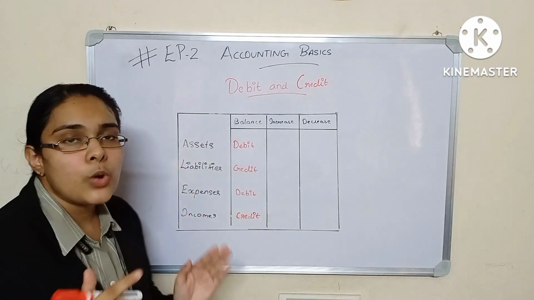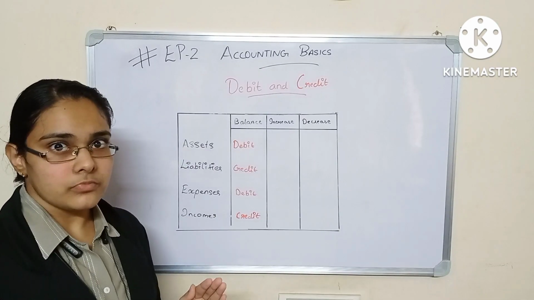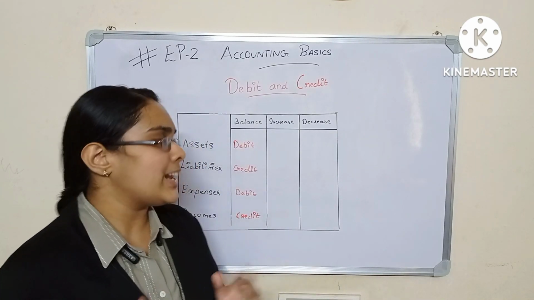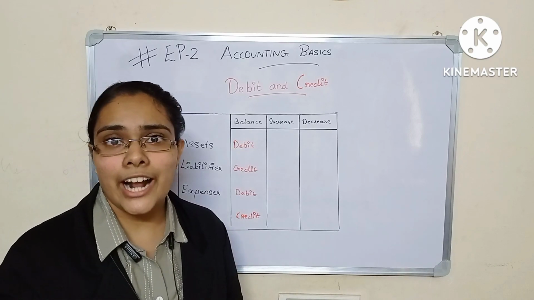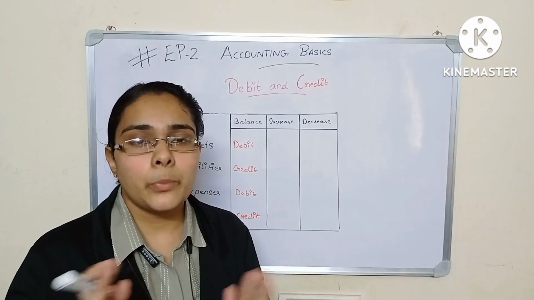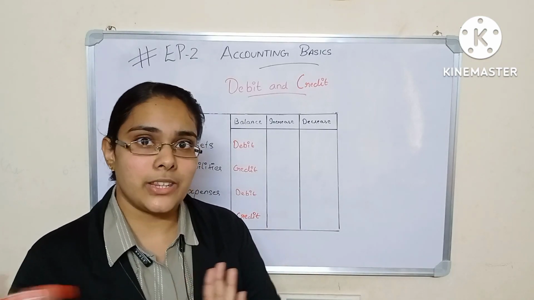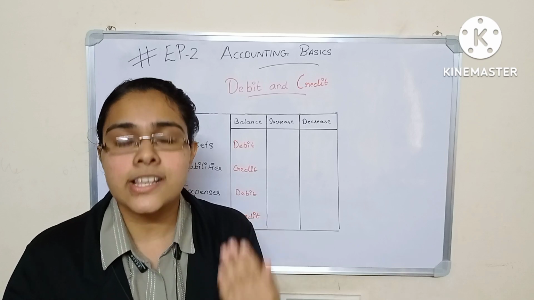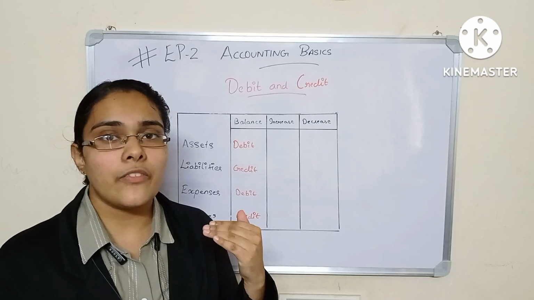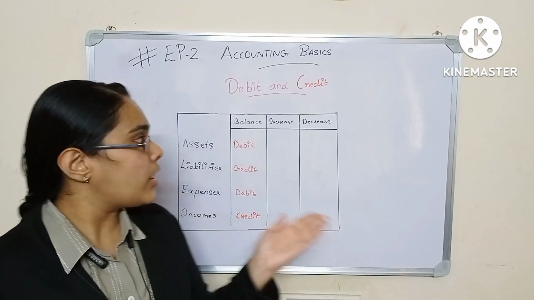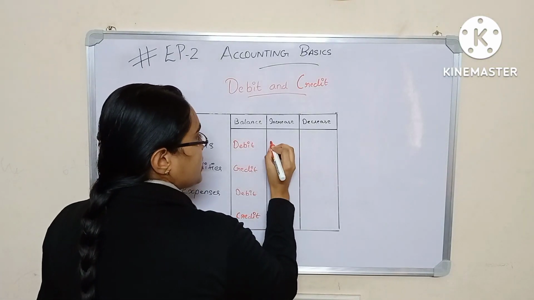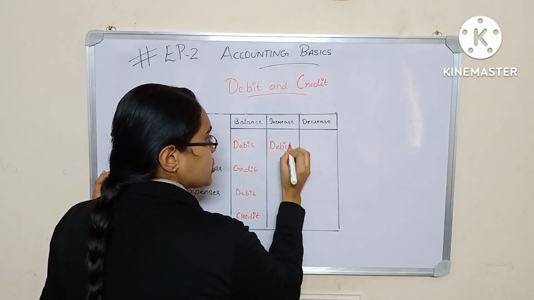Suppose an asset, you have plant and machinery. Now you have plant and machinery worth 1 lakh, and you're going to make an additional purchase of 50,000. So what will be the entry, or which account will be debited? You're going to purchase plant and machinery, so plant and machinery comes into business. So we will debit the plant and machinery account.